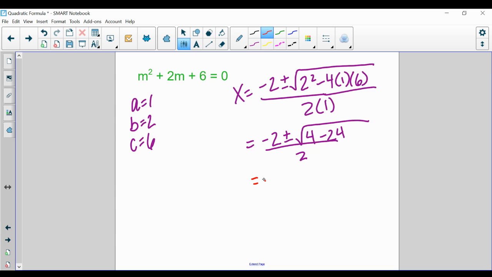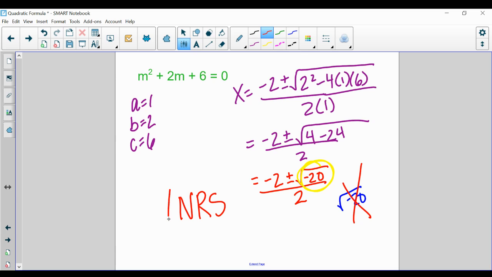All right, here we go. We have -2 plus or minus the square root of -20 divided by 2. Now, hopefully those fireworks are going off in your head and you're saying, oh no, the square root of -20, I can't do that. Uh-oh. Well, do you know what this means? Our solution to this is NRS. We are not able to solve this equation.